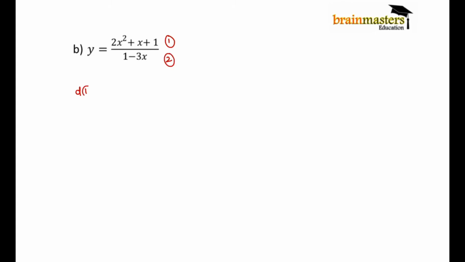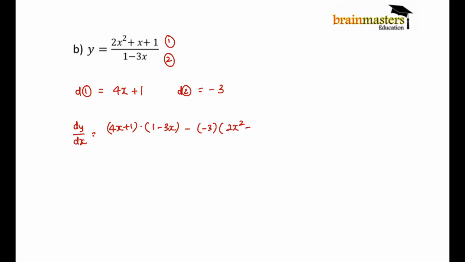So first I'll work out my d1. d1 will be 4x plus 1 and my d2 will be negative 3. So here we have dy over dx will be: differentiate the first, multiply to the second, which is my denominator, minus differentiate the second, multiply to the first, over bottom, which is the denominator squared.